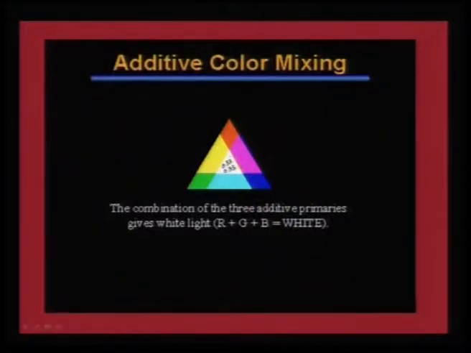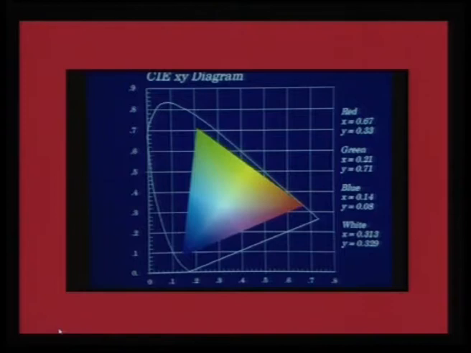So, the color coordinate that is recommended for pure white is 0.33, 0.33, which is actually defined by a CIE diagram. This is an international standard. It is called the CIE xy diagram.